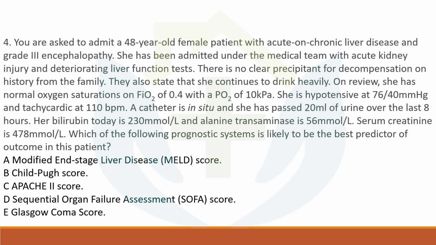On review, she has a normal saturation on 0.4, PO2 of 10. She is hypotensive, 76/40, tachycardic, catheter in situ, passed 20 ml of urine over the last 8 hours. Bilirubin is 230, alanine transaminase 56, creatinine is 478. Which of the following prognostic systems is likely to be the best predictor of outcome in this patient?